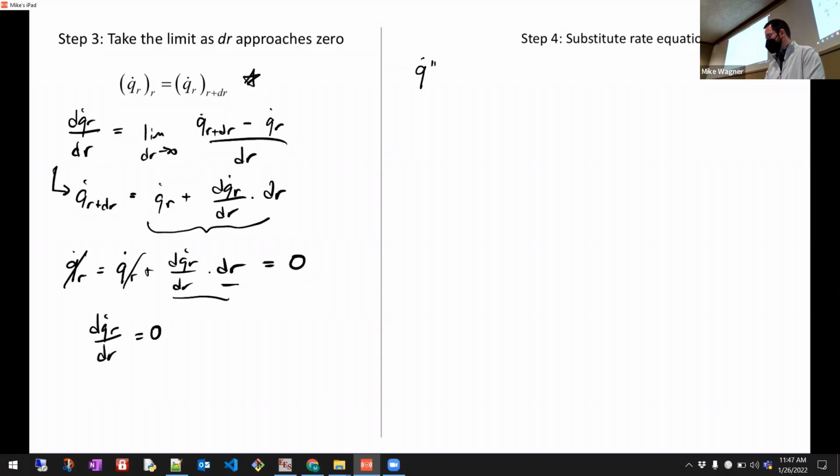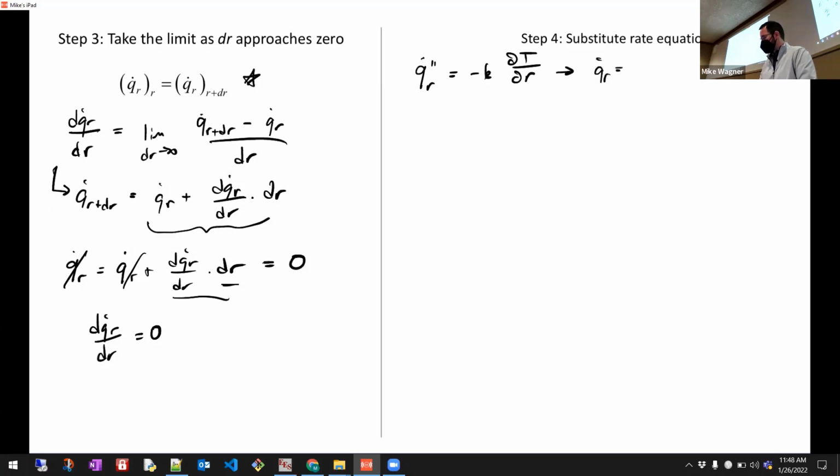For this problem, that would be q̇r equal to minus k times ∂T/∂r. Notice we have written this in terms of heat flux, q̇''. We need to actually get this into q̇, because our energy balance is in terms of q̇, not q̇''. So we need to multiply by the area.